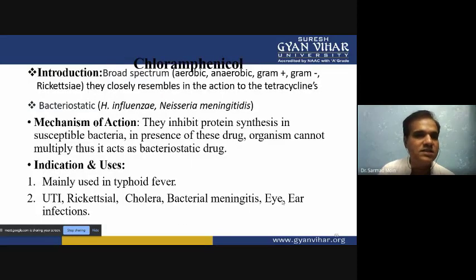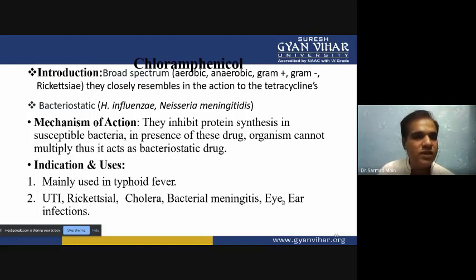effects. Next is chloramphenicol. Chloramphenicol is a broad-spectrum antibiotic, and it is effective against aerobic, anaerobic, gram-positive, gram-negative bacteria, and rickettsia, and it closely resembles the action of tetracycline. That's why we are studying tetracycline and chloramphenicol together.